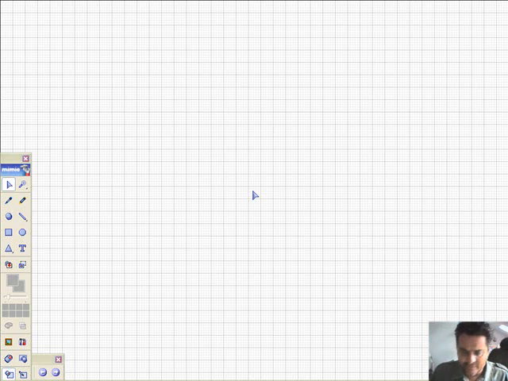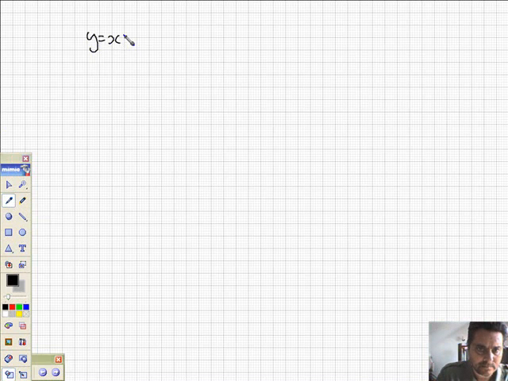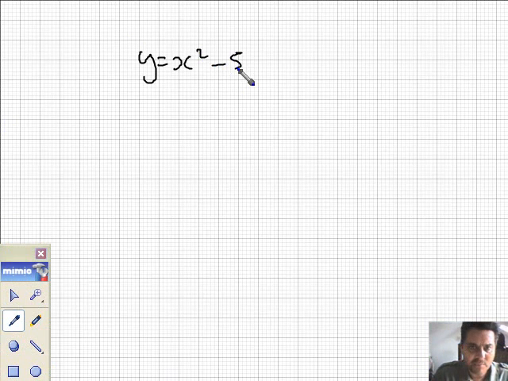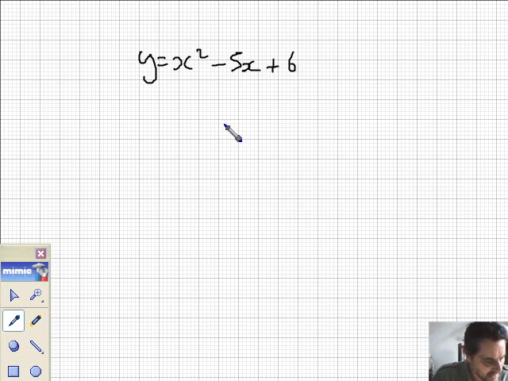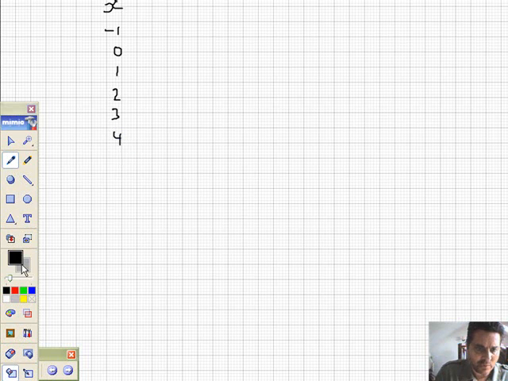It says draw the graph of y equals x squared minus 5x plus 6. There you go, I've got to draw that. I've got to go from minus 1 to 4, usual thing, you know my style. Minus 1, 0, 1, 2, 3, 4. Not going up in halves this time, which is nice.